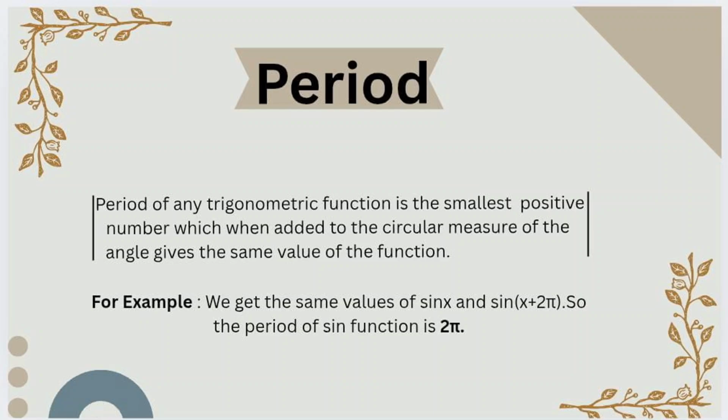Many students are confused about the concept of period, so I have demonstrated it with an example: we get the same value of the sine function if we put sine x and sine x plus 2 pi. So we can say that the period of the sine function is 2 pi. Moreover, we can also make it clear that if we put sine x and sine 390 degrees, then we get the same value. So we can say that the period of the sine function is 2 pi. Different trigonometric functions have different periods which are discussed in this lecture.